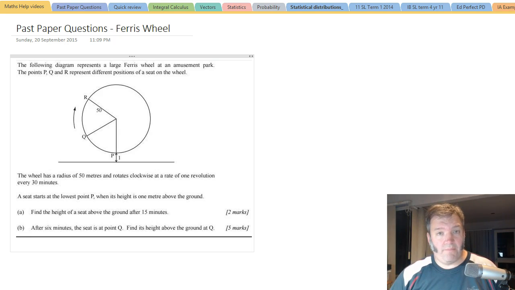Alright, this time it's a past paper question about a Ferris wheel and the height of a point above the ground at a given time. Very common questions to get. Good if we can get our head around them and make sure we know what we're doing. Philip's done a good response to this as well.